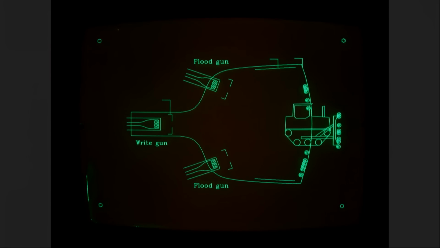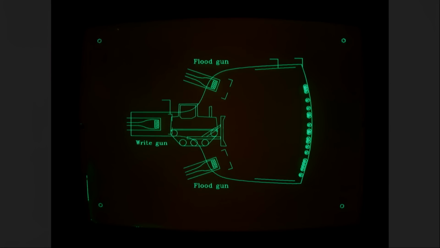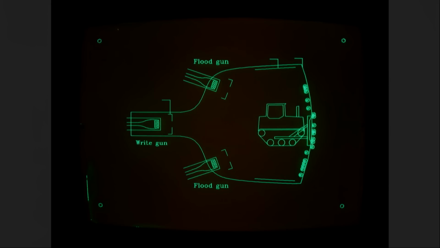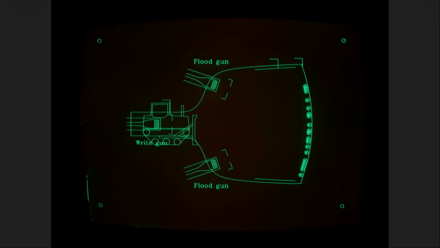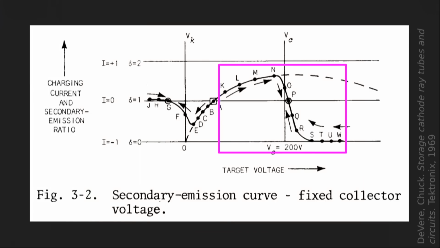Okay, here we go. This isn't really how it works, of course, but however it happens, notice that we now have a big swath of the screen that is a lot more positive than it was. And this brings us to a second separate interval of stability centered around point P. Flood gun electrons that strike parts of the screen with these higher positive voltages will do it with enough energy that it triggers the phosphor and causes a glow.